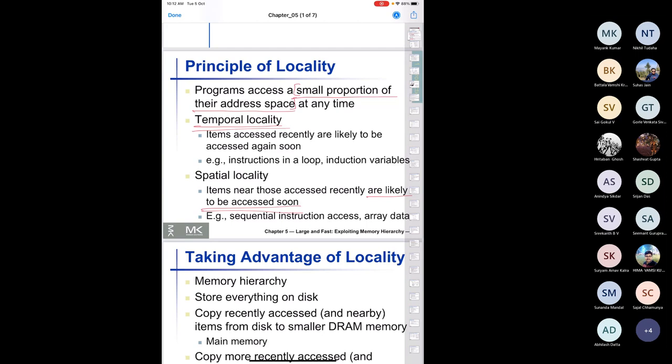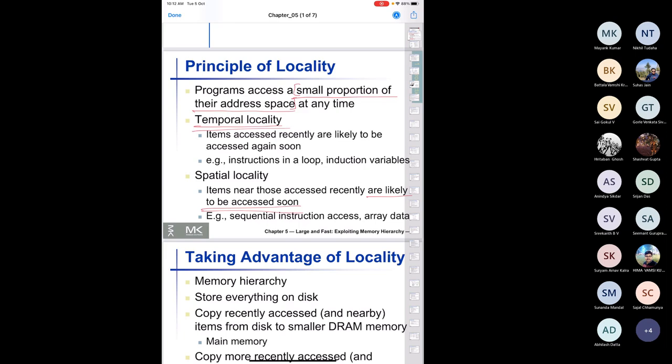So you can bring in a certain chunk of data from the array. If the array is too large to bring into memory entirely, still, if you bring in a certain portion of the array, the chances are that your needs will be satisfied for a certain amount of time.